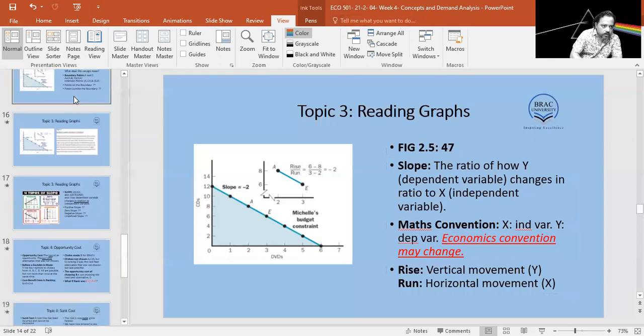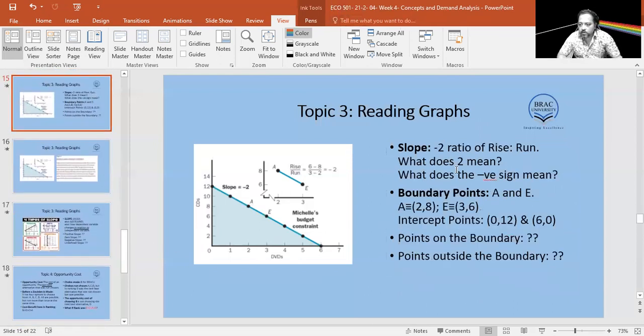Now, the next one is, what does the negative sign mean? It means that as we move from A to E, the value of X is increasing from 2 to 3, and therefore 3 minus 2, but the value of Y is decreasing from 8 to 6, thus 6 minus 8. That's why we have a negative sign.